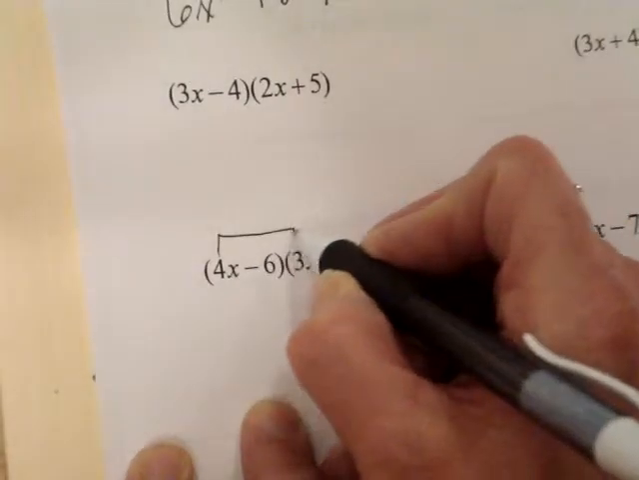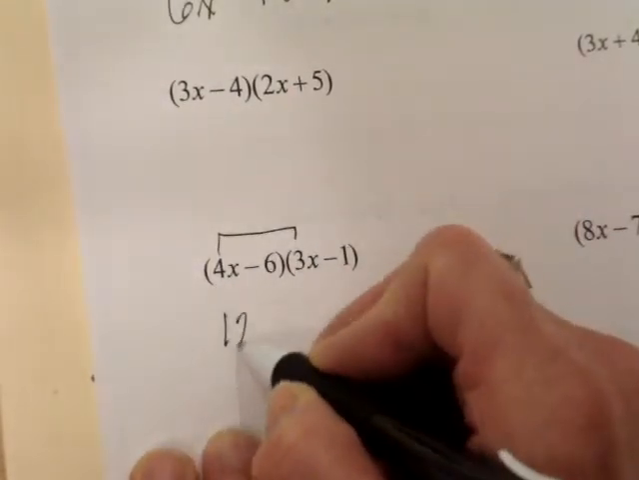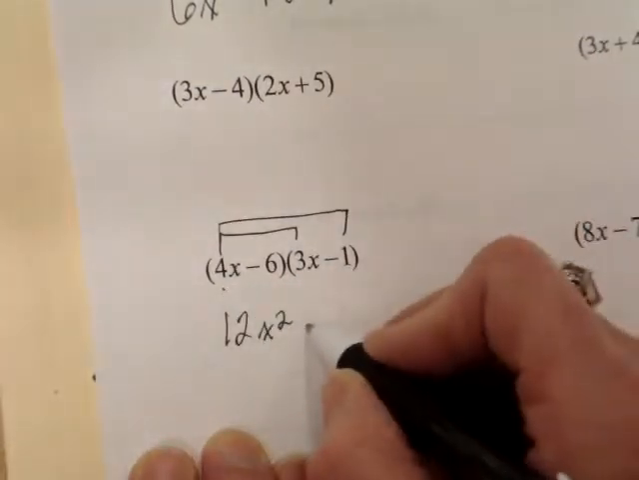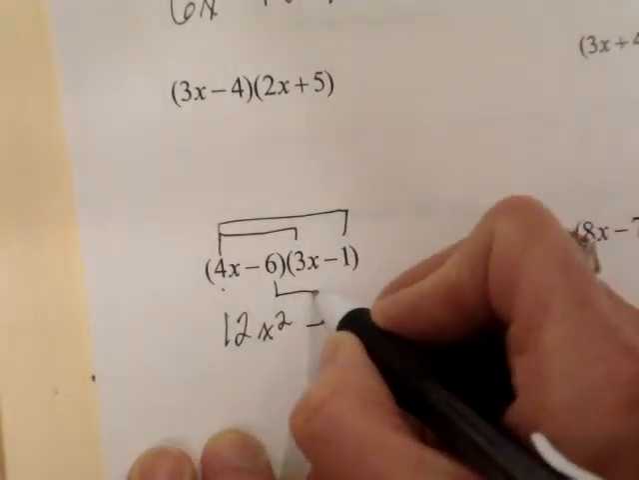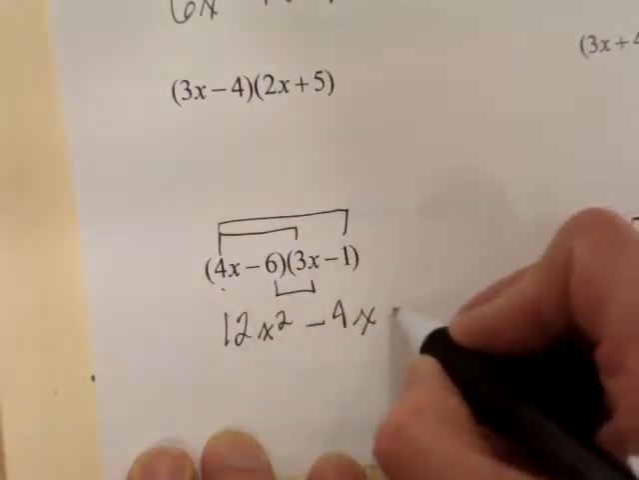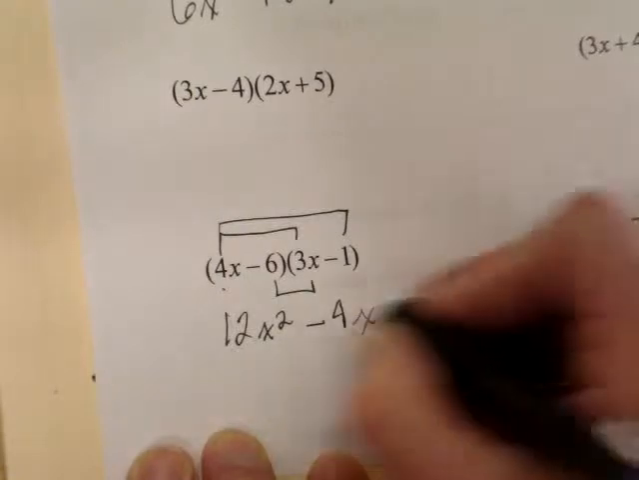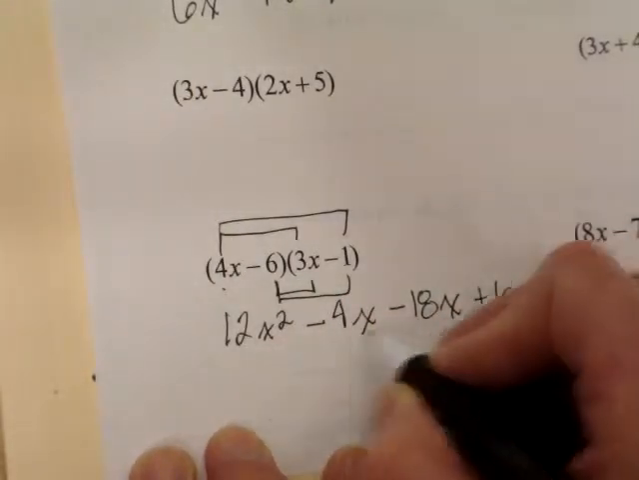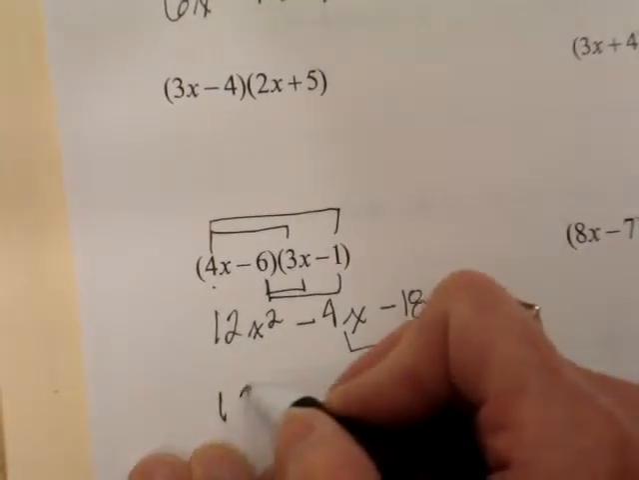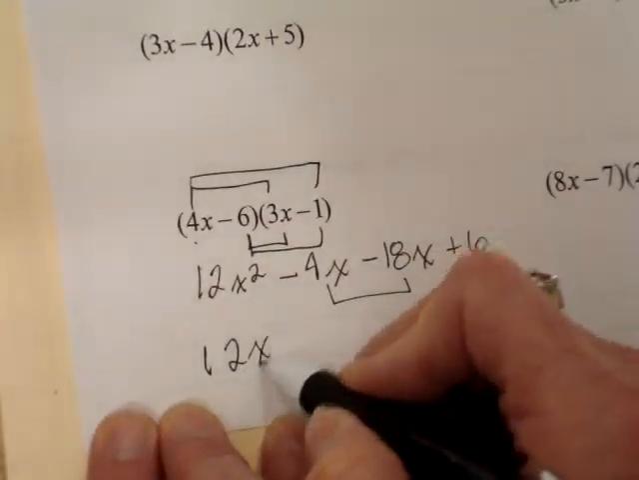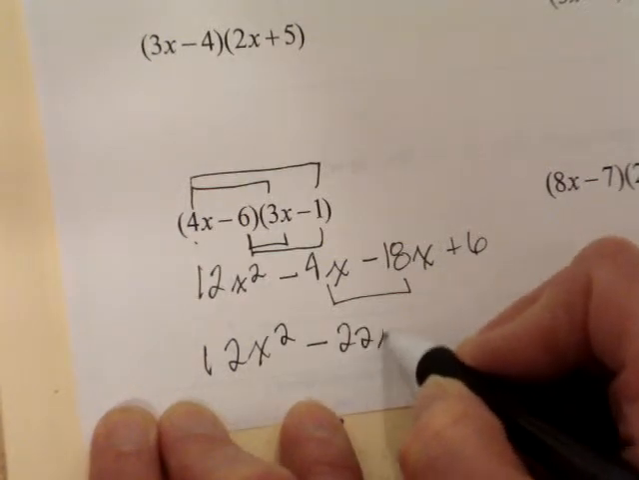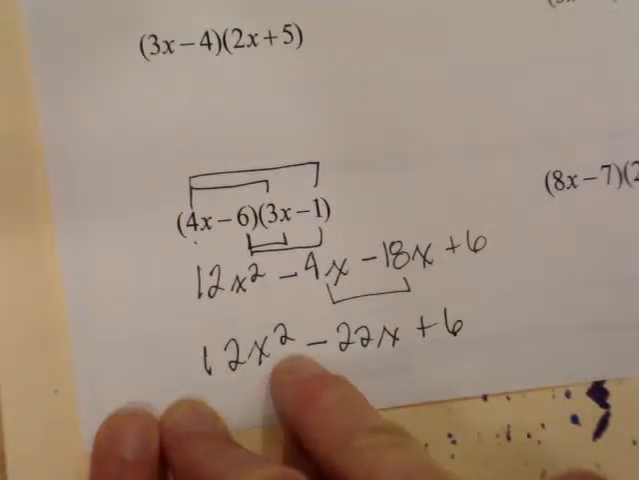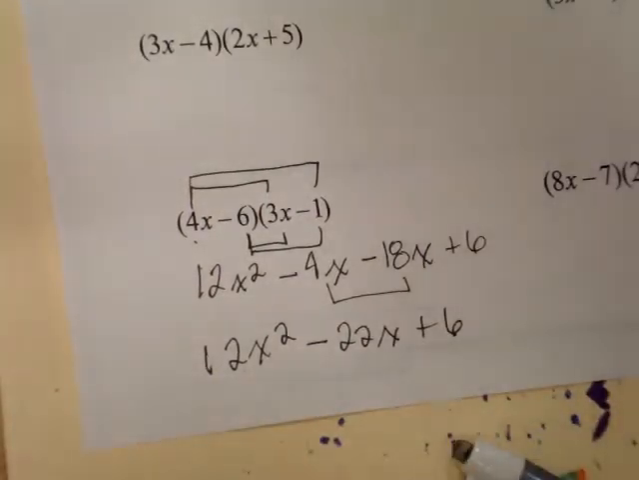We're going to do the firsts, which is 4x times 3x, which is 12x squared. We'll do my outers, which is 4x times negative 1, so it's negative 4x. Inner is negative 6 times 3x, which is negative 18x. And my last is negative 6 times negative 1, which is a plus 6. Combine like terms, and I have 12x squared minus 22x plus 6. And that's my final answer. And it has an x squared term, an x term, and a constant term.